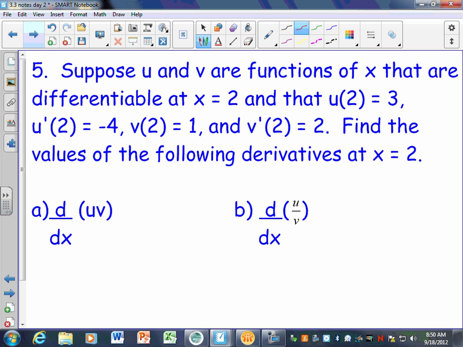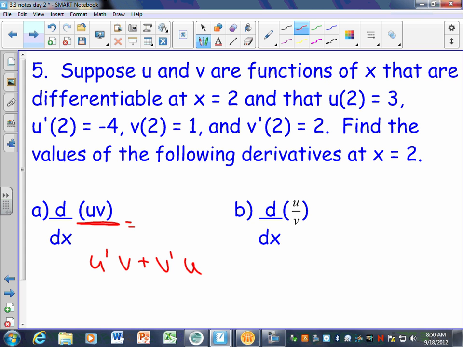So we can do the derivative of u times v without actually knowing what the functions are because they give us the values. So let's just practice. If I take the derivative of u times v, I need to use the product rule, right? What would the product rule say? Don't plug any numbers here. Just tell me what the product rule says. How do I take the derivative of a function u times a function v? The derivative of u times v, right? That's just generic product rule.